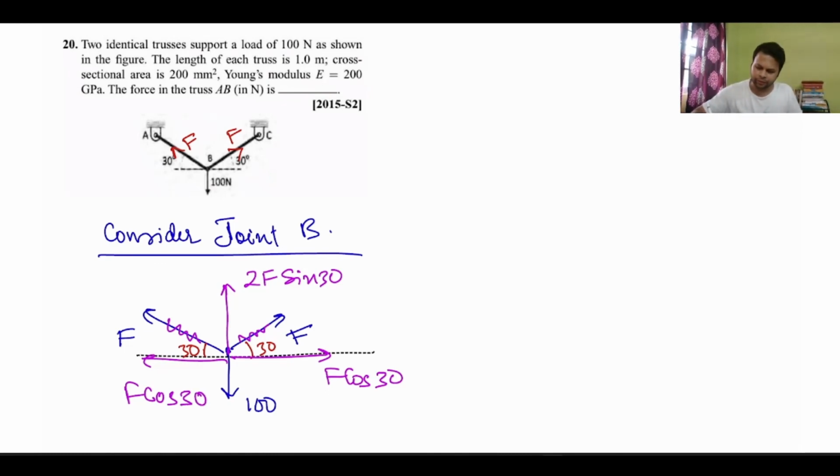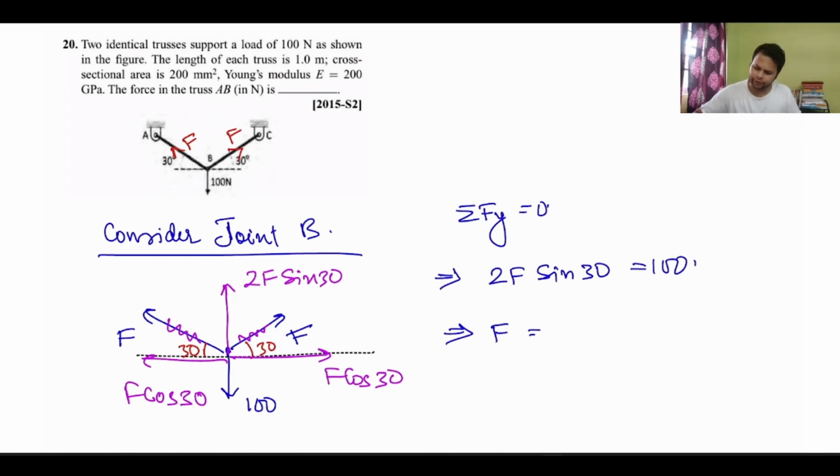So I can say summation of force in y direction should be equal to 0. This implies 2F sine 30 is equal to 100. From here, F is equal to 50 by sine 30, and sine 30 is half. So F is equal to 100 Newton. The answer is required to be in Newton.